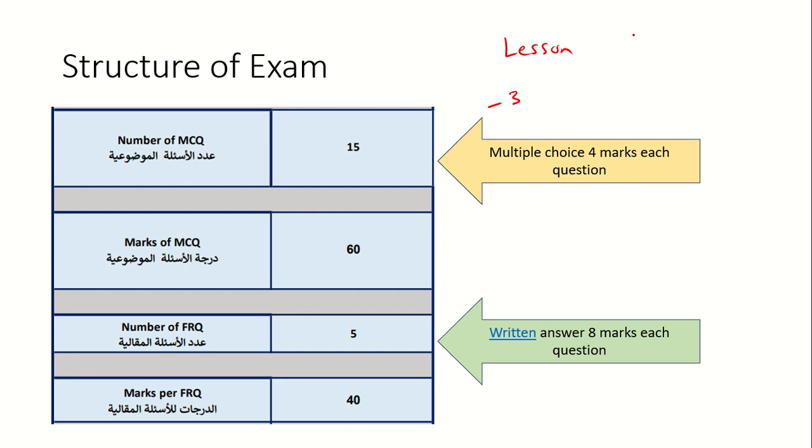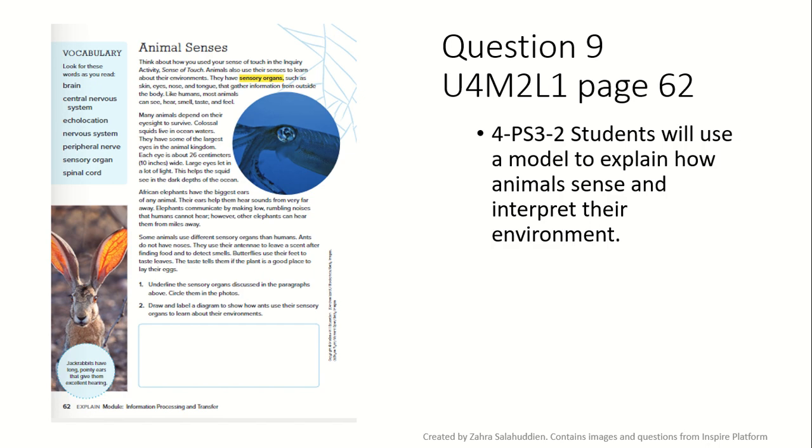In your book it's called lesson 1. It's information processing in animals. Okay, and there's going to be 1 written response question. They are from 4 different pages, so you will have to study information on 4 different pages. So let's summarize the information on page 62 first.